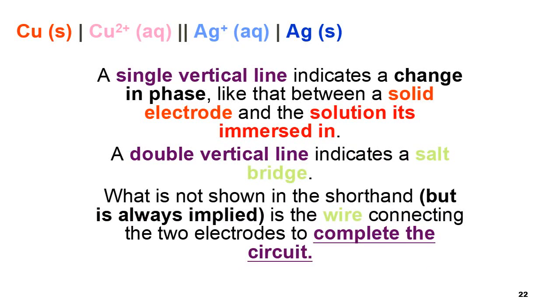From the notation shown here, a single vertical line indicates a change in phase, like that between a solid electrode and the solution it's immersed in. A double vertical line indicates a salt bridge. What is not shown in the shorthand but is always implied is the wire connecting the two electrodes to complete the circuit.